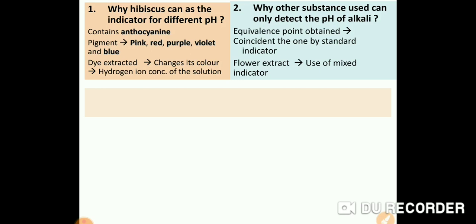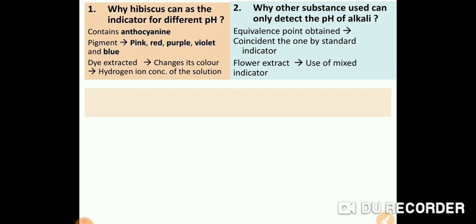First of all, take the petals of the hibiscus plant and put them in warm water. Lukewarm water. We have to keep these petals for a few hours, and after that the extract of the petals will come into the water. That is the hibiscus indicator, and it can be used as an indicator, and it shows a different color at a different pH.